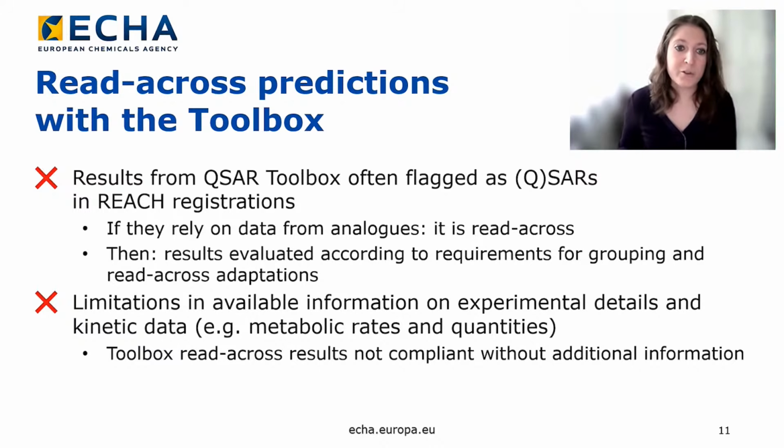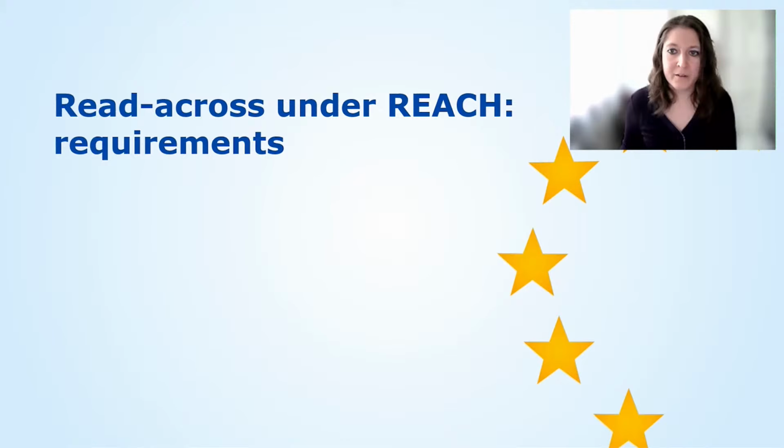And generally, it should also be said that there are some limitations of the toolbox. The toolbox does not always contain all experimental details, for example, kinetic data such as rate and quantitative considerations of metabolism. Therefore, additional information needs to be searched from other sources as well. In the following, I will explain the requirements for read-across under REACH to understand what kind of information and what details are needed for the read-across, also by using the toolbox.